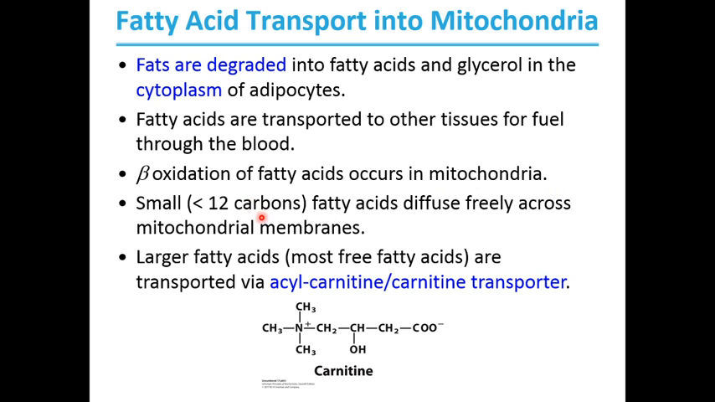So small, less than 12 carbon fatty acids diffuse freely across mitochondrial membranes. However, fatty acids that have more than 12 carbons are larger fatty acids. Most free fatty acids are transported via acyl-carnitine or the carnitine transporter. And as shown here is the structure of carnitine, because the fatty acids usually get attached to the hydroxyl group of carnitine. And this is what carries these fatty acids into the mitochondrial matrix.